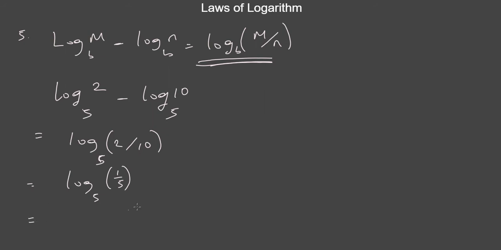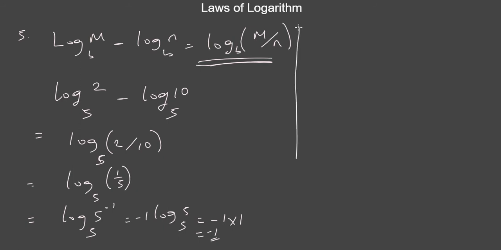From the laws of indices, you can express 1 over 5 as 5 raised to the power of minus 1, and this is to base 5. Then we simplify further by applying the second law. If you have a power on top of the number, you can take it to the back. So that gives you minus 1 times log 5 to base 5. And we know that log 5 to base 5 is 1. So that's minus 1 times 1, and your answer becomes minus 1. Okay, so that's the fifth law.